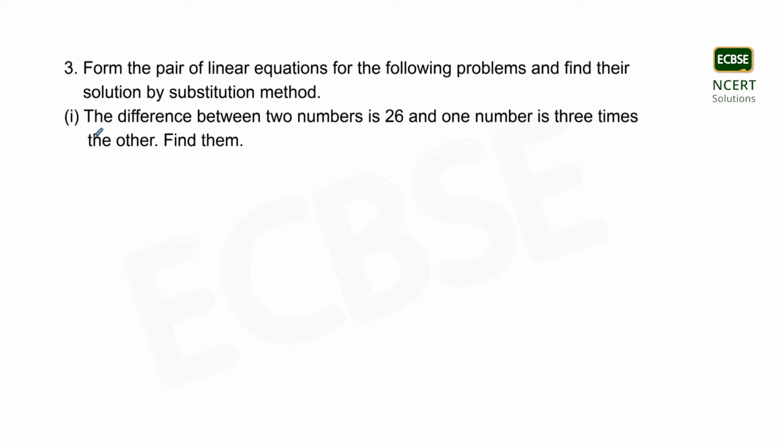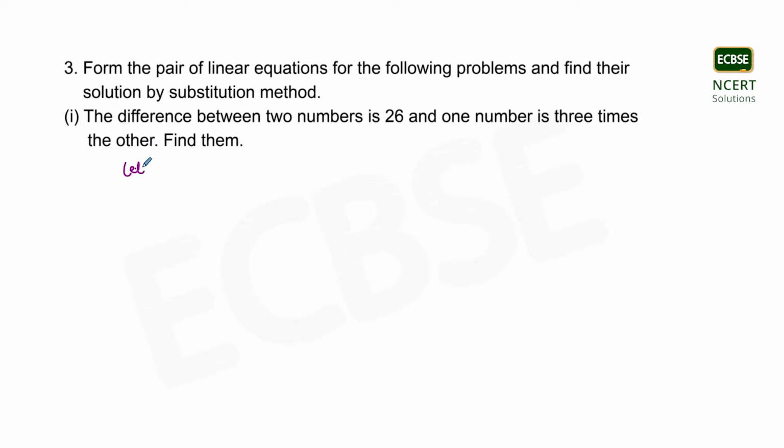And the first question is: the difference between the two numbers is 26 and one number is 3 times the other. Find them. So what has been asked in the problem is to find the value of the two numbers whose difference is equal to 26 and one number is 3 times the other. So we will first form the linear equation using this data provided in the problem.